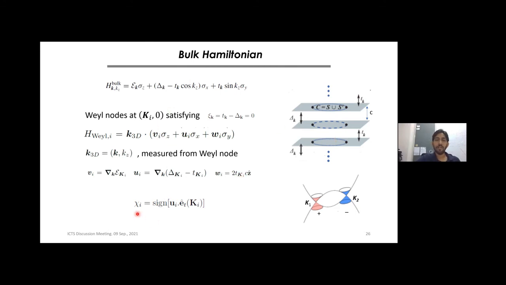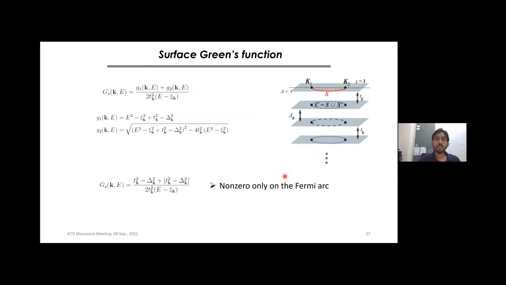If you actually calculate χ, the monopole charge at these Weyl nodes, you can show that it has the sign of this particular velocity along the tangent on these lines. Now, as I had told you, by construction, this quantity will continuously change sign at each k_j point, which means this by construction is guaranteed to alternate signs, meaning we'll always have an even number of Weyl nodes, satisfying the Nielsen-Ninomiya theorem. So the bulk is checked out. Let's go to the surface now.